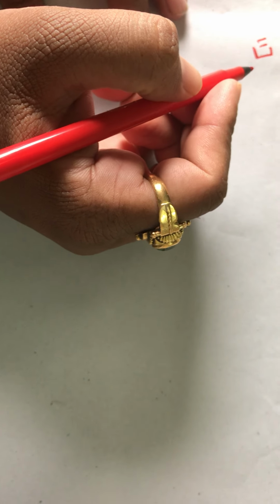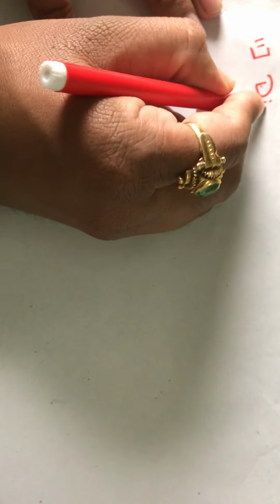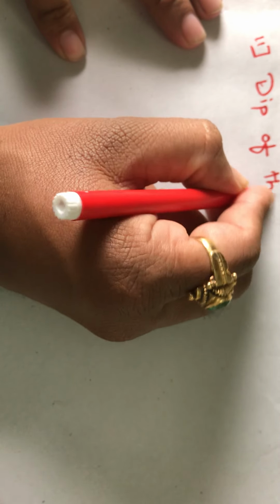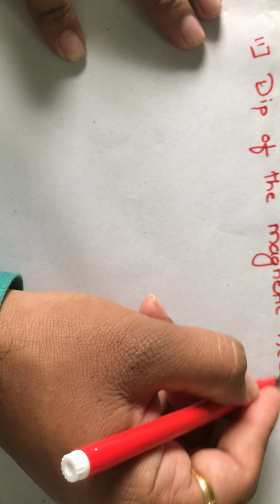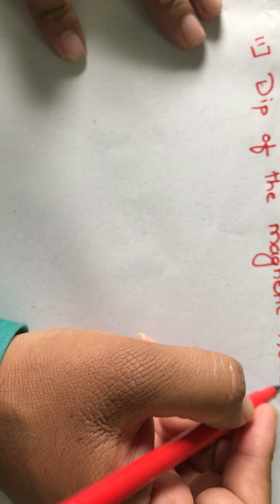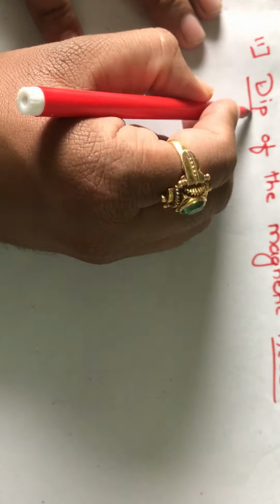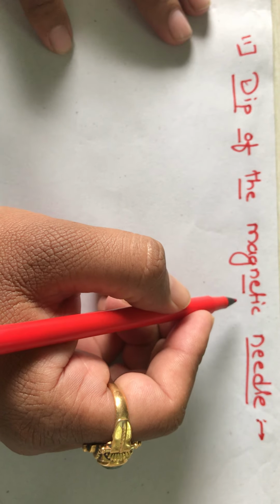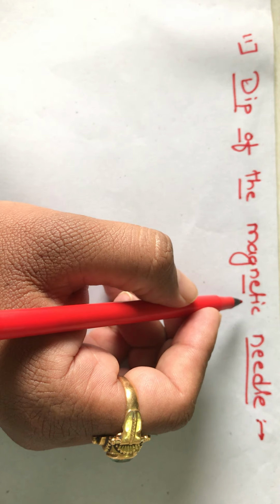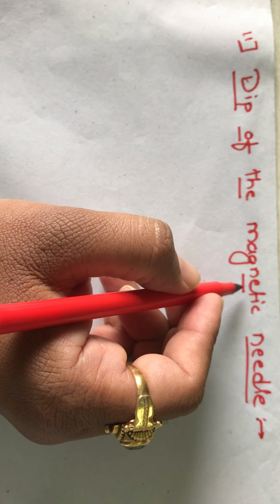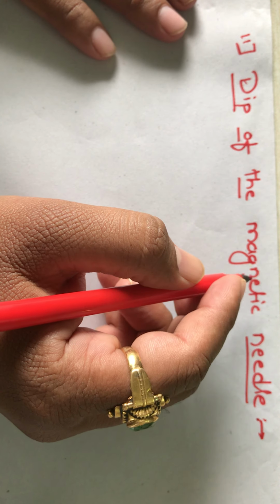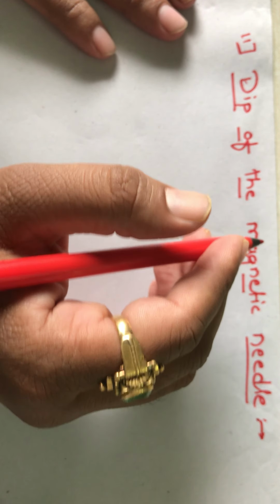Now the next is the 11th definition, that is the dip of the magnetic needle. So first, what is a dip? Dip is nothing but an angle.